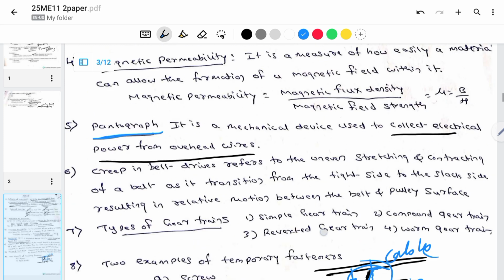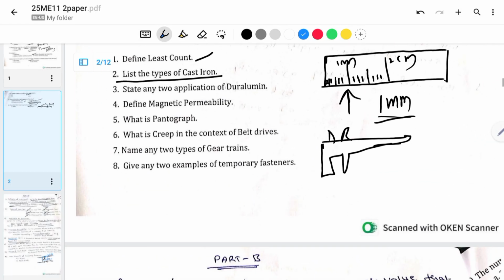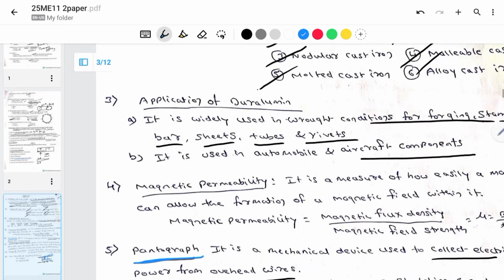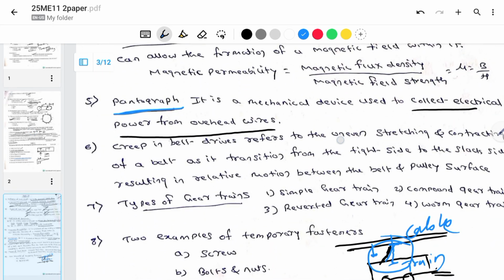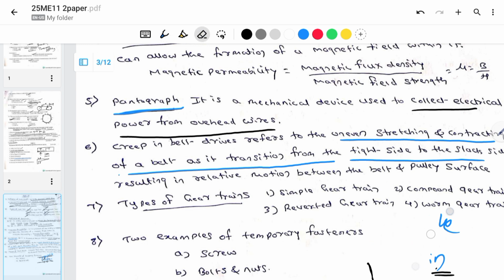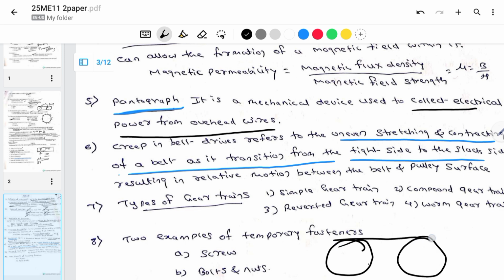Next question is, what is creep in the context of the belt drive? In the context of the belt drive, creep is a repetitive and even stretching and contracting of the belt as it transmits power from the tight side to the slack side. When you have a driver and driven pulley, whenever the belt is rotating around the pulley, one side is called the tight side, and another side is called the slack side.